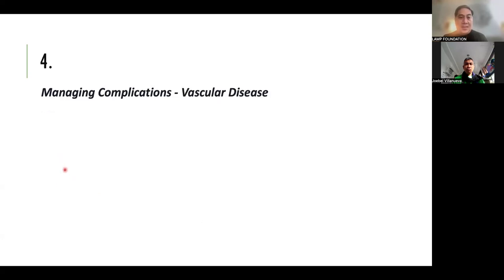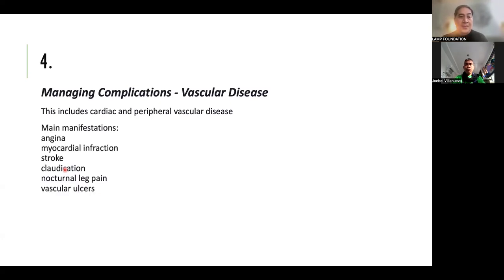Okay. Next, we go to vascular disease. This is also a very, very common complication. Under this category, we have cardiac and peripheral vascular disease. That means the heart is affected, as well as the blood vessels in the periphery. So what are the main manifestations?